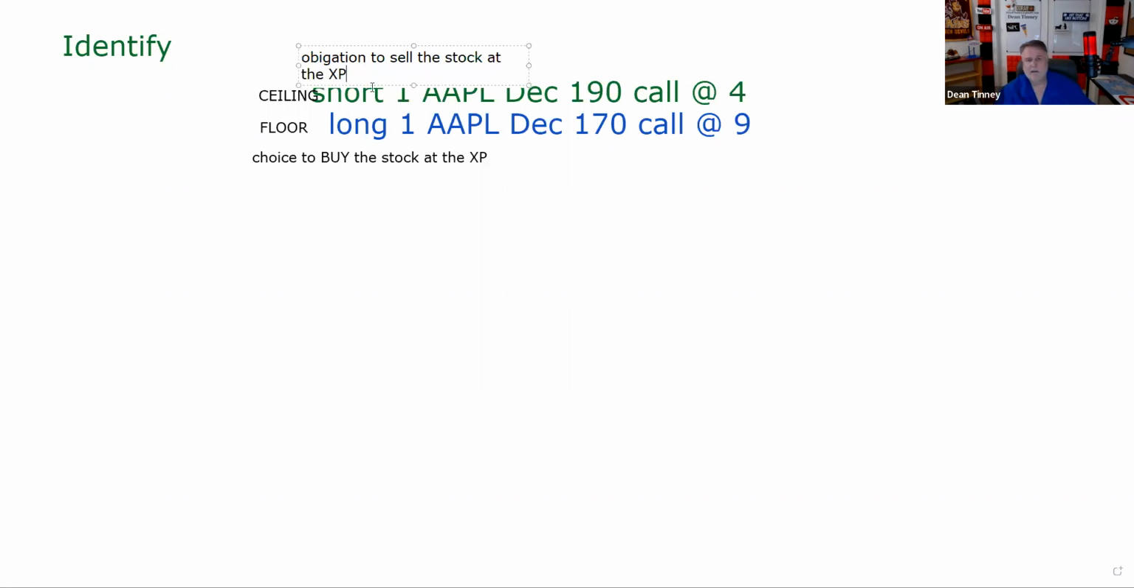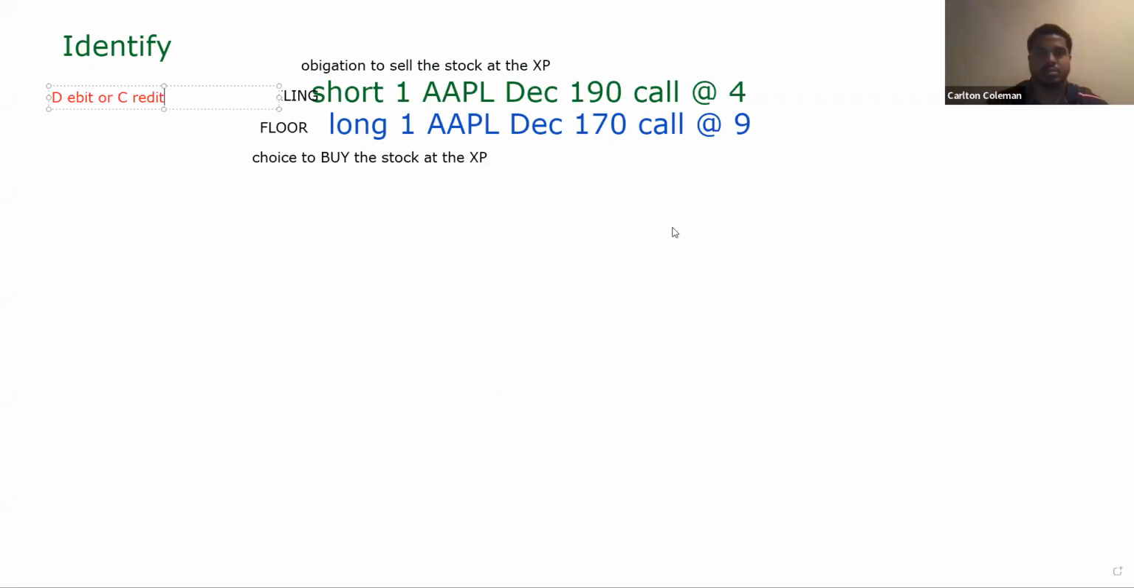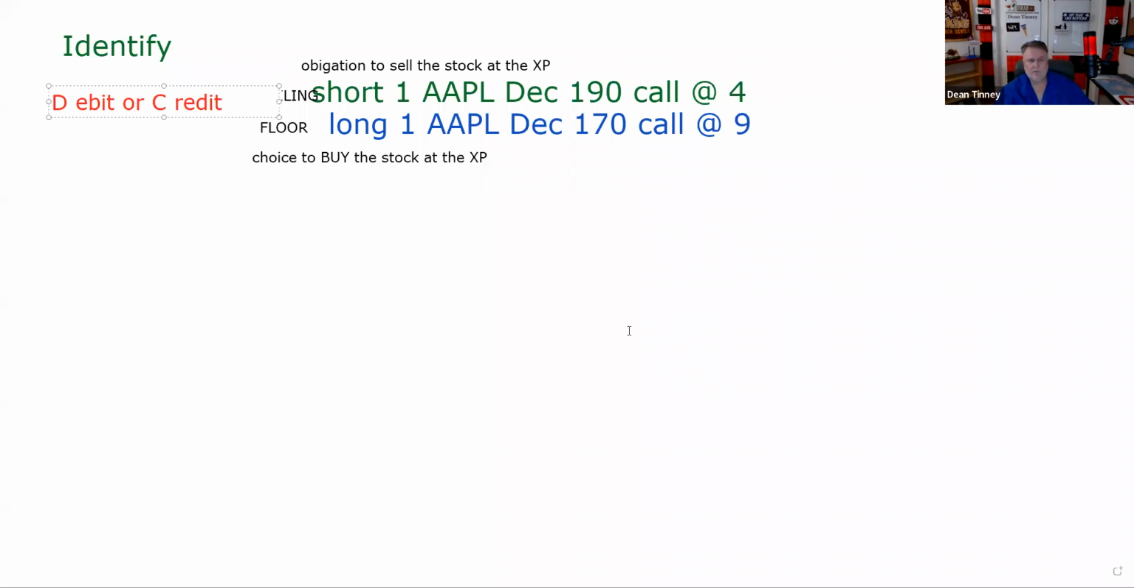Okay, so the next thing we want to be able to do, and this one is important because if we get this right, we can rock and roll, is determine whether this is a debit spread or a credit spread. Because then the next things kind of roll all together. So how are we going to determine whether this is a debit or a credit spread?